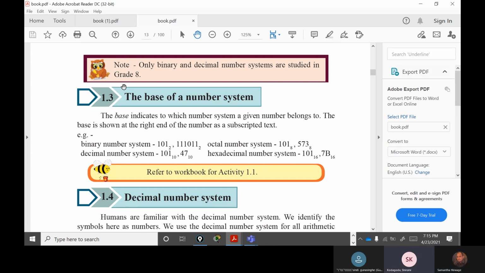Binary numbers are a type of number system that goes 0 to 1 and its base is 2.